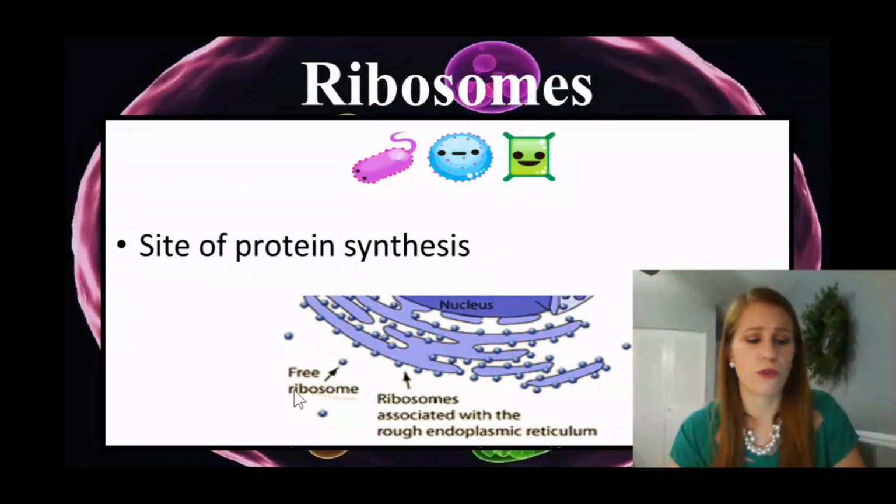We have what are called free ribosomes, which are floating in the cytoplasm, and they'll make some proteins there. We also have ribosomes that are embedded in the surface of something called the rough endoplasmic reticulum, which is another organelle. And they perform the same function there. They make more proteins.